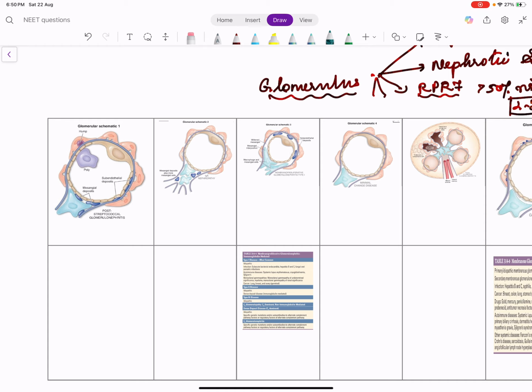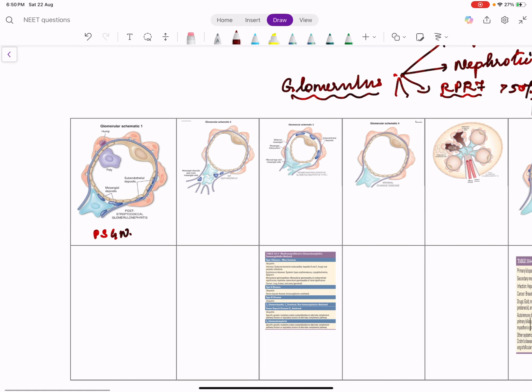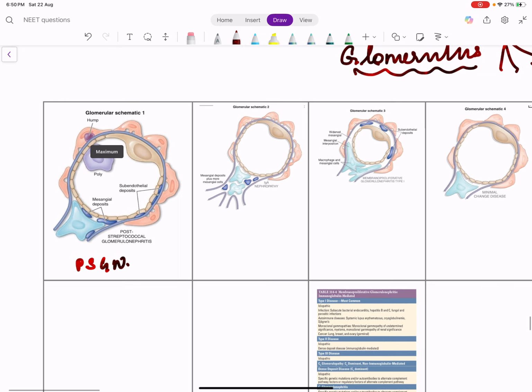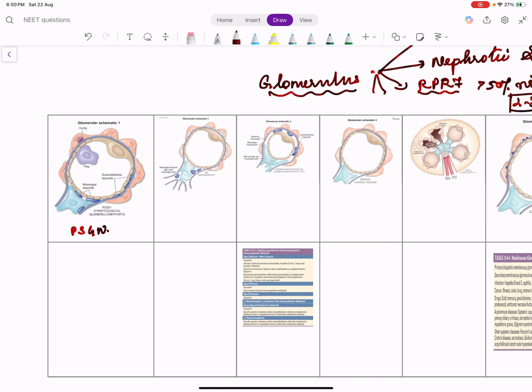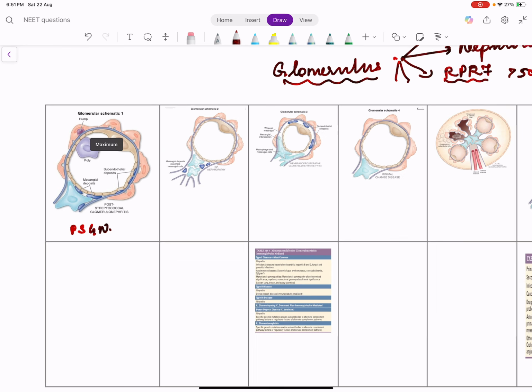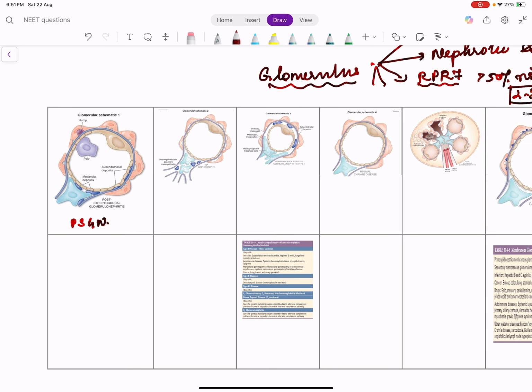So the first one is PSGN. I told you post-streptococcal glomerulonephritis is the commonest cause of glomerulonephritis presentation in pediatrics. In fact, most common glomerulonephritis overall. So I'll just tell the pathological findings very shortly because those will be a detailed pathological discussion. So what happens is there will be subepithelial humps. That will be the picture which is seen.